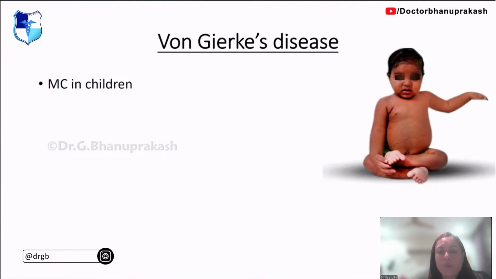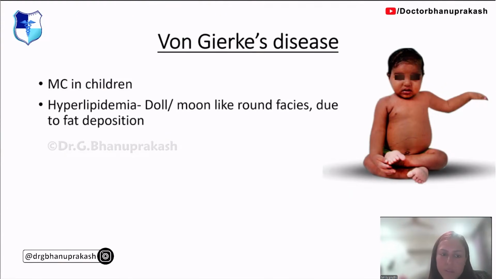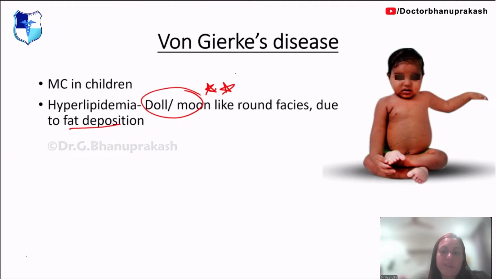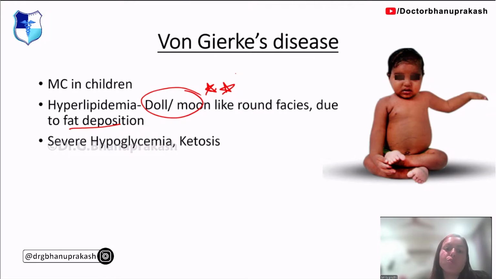Von Gierke's, because it is most common in children, so frequently asked, patient has hyperlipidemia, a lot of fat deposition, so round face, doll-like or moon-like face, very typical point written in the questions. Round doll or moon-like face. Severe hypoglycemia, so ketosis occurs.